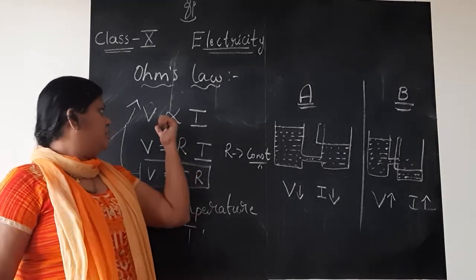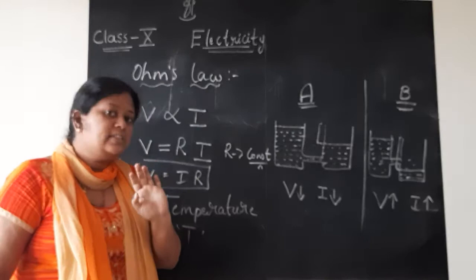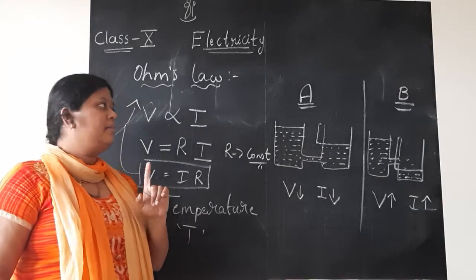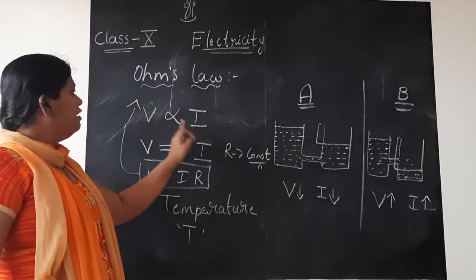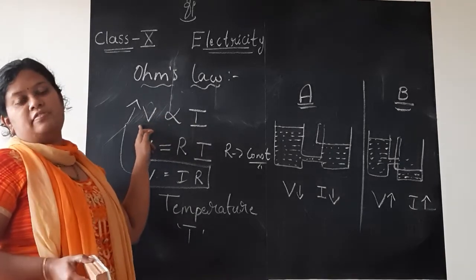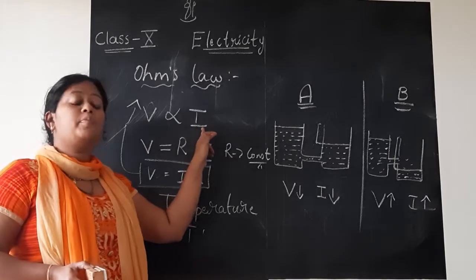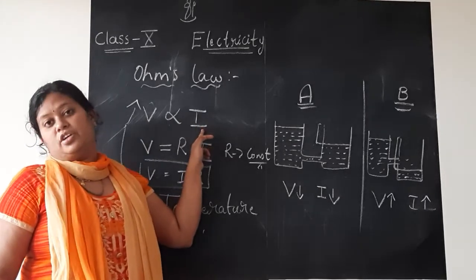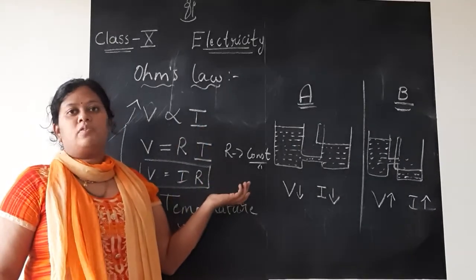This you understood. V is here. Nowhere the word resistance is used in the statement. Keep that in mind. V is proportional to I. If you remember, you can simply state Ohm's law, which is defined as: the potential difference across the ends of the wire is directly proportional to the current flowing through the circuit, provided the temperature is kept constant.